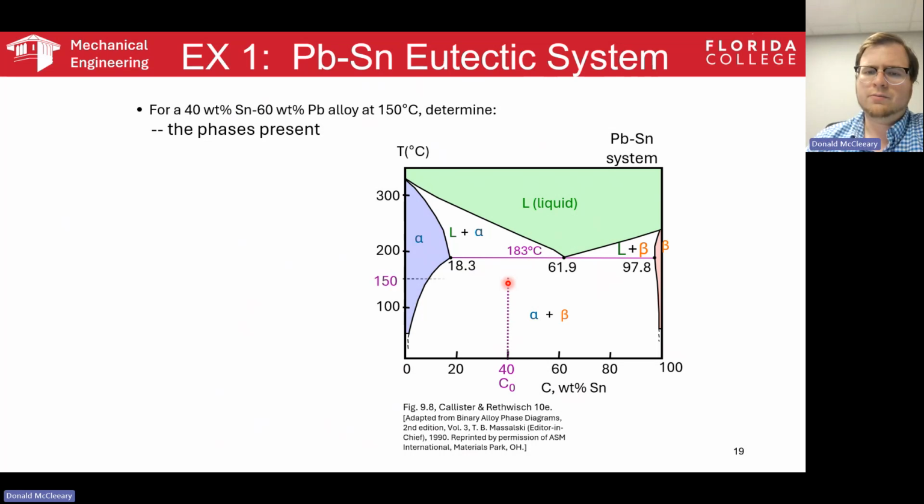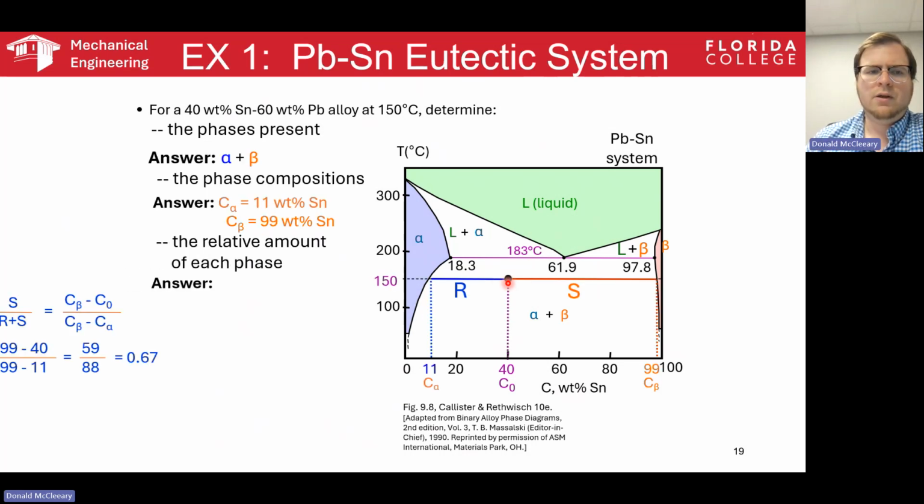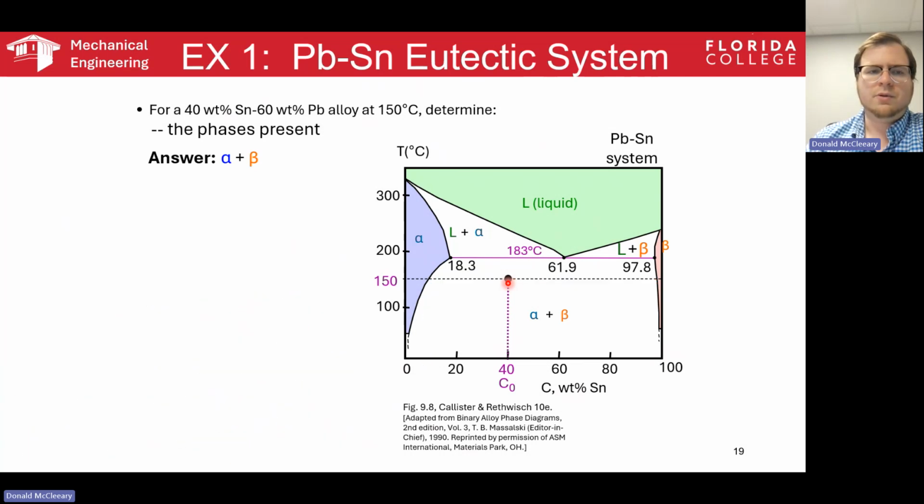And here they go. And they're going to say alpha plus beta. Yep. Oh, whoops, going too far ahead. The phase compositions, we can figure that out pretty quickly.